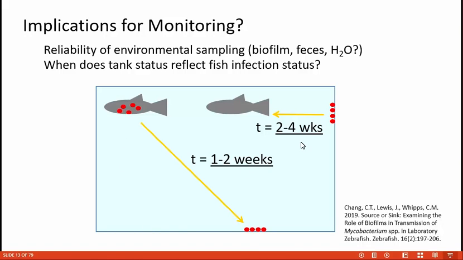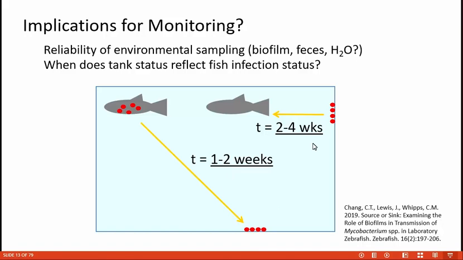The other way around, within 2 to 4 weeks, fish start getting infected, or I should clarify, we can detect it in fish. Fish might be getting infected earlier than that. And likewise, with the biofilms being seeded here, this is when we start to detect it.